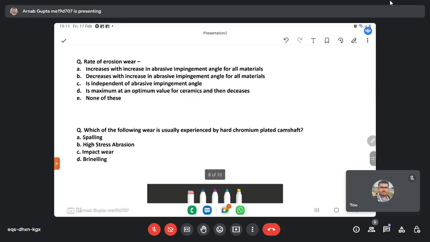Rate of erosion wear increases with increase in abrasive impingement angle for all materials. Decreases with increase in abrasive impingement angle for all materials. Is independent of abrasive impingement angle. Is maximum at an optimum value for ceramics and then decreases, or none of this. So what is the correct option here? What will be the correct option in this case with this particular question?